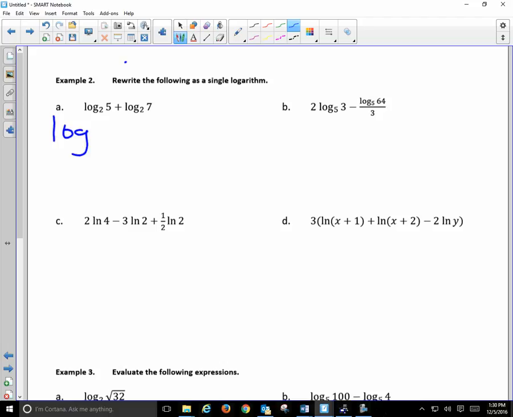So now we want to write as a single logarithm, and this is the useful skill in calculus. So I have a log base 2 of 5 times 7, which is 35. So a lot of people instead might write log base 2 of, say, 12, because they would add them together.